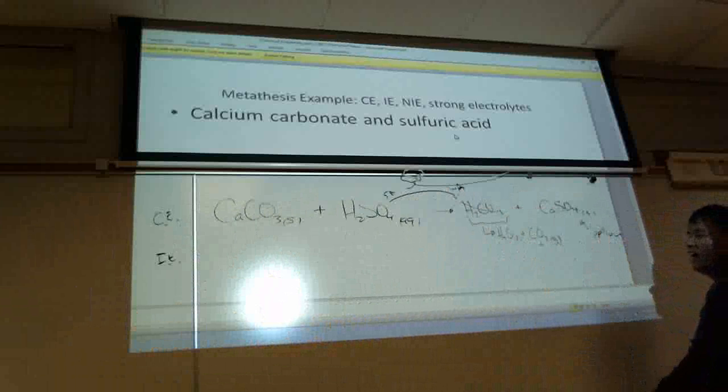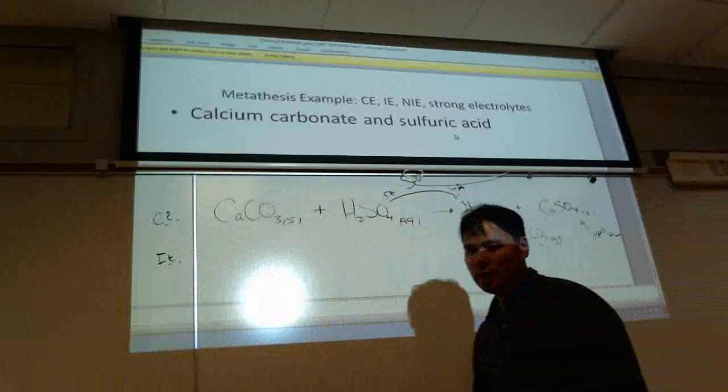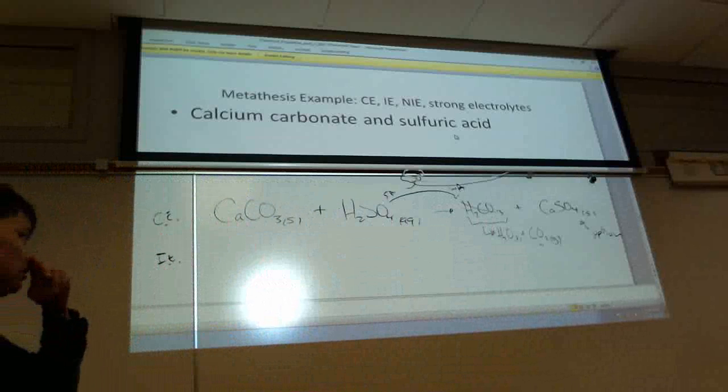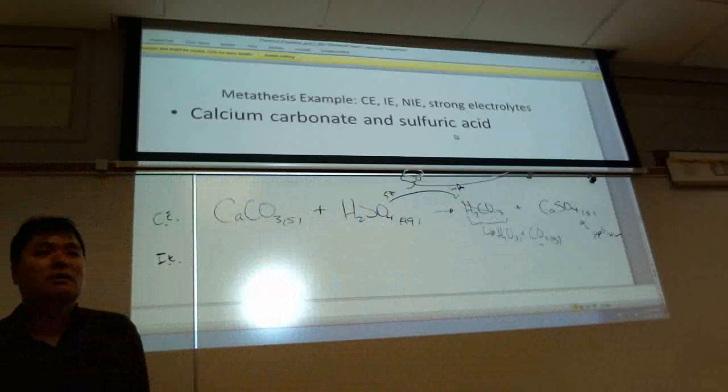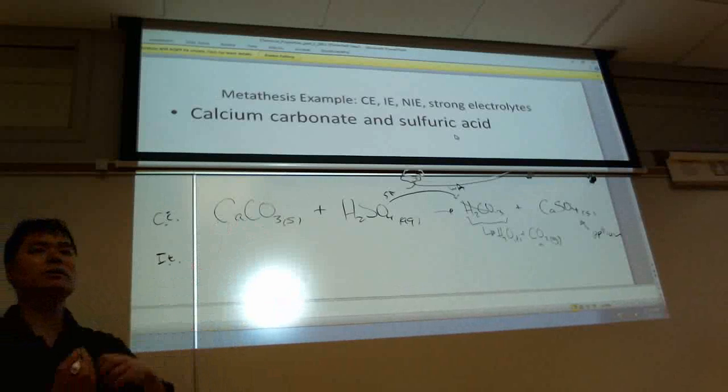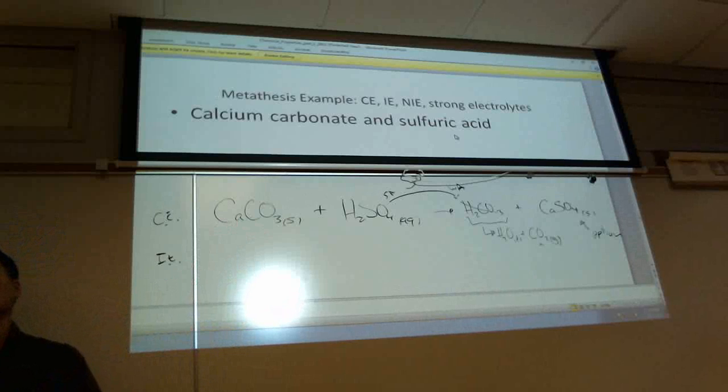Yeah, we either ionize it or leave it alone. And so what do we ionize? Not all the aqueous ones. We just ionize the strong electrolytes. So is calcium carbonate a strong electrolyte? No. The strong electrolyte should be soluble.